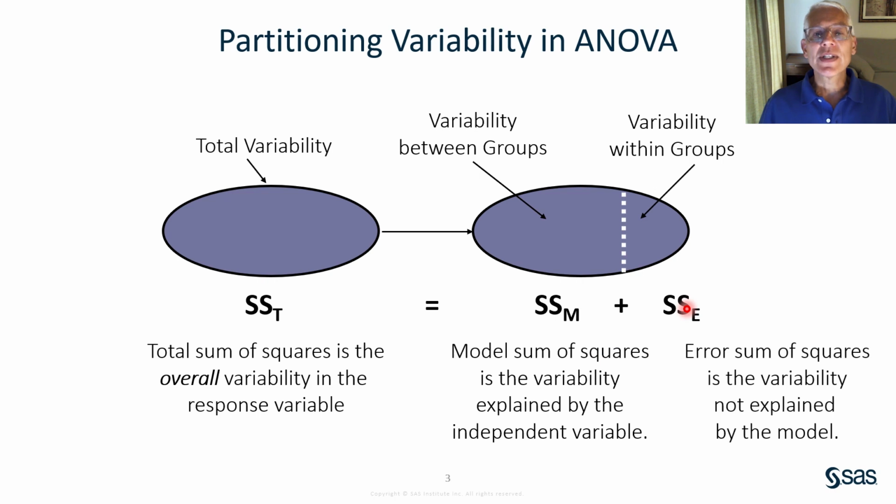Now, the error sum of squares, which is the variability within the groups, is the variability that is not explained by the model. One of the things that's kind of interesting about this is that if there is really no difference between our group means, then the group means should differ from each other about as much as the individual observations differ from each other. We'll see what that looks like in just a second.